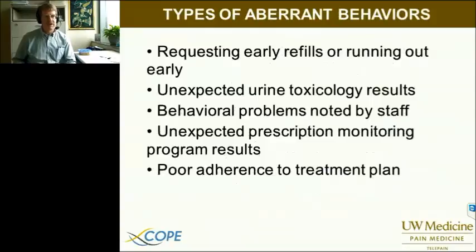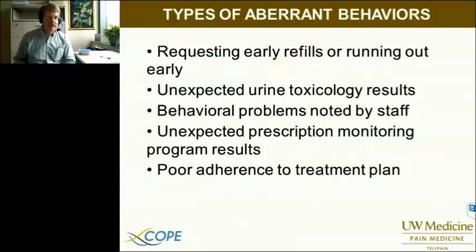So the kinds of aberrant behaviors that you see in primary care practice or medical practice: having a lot of early refills or running out of the medication, therefore taking it not as prescribed, unexpected urine results. Behavioral problems noted by staff is one where I see a lot of mistakes made by providers who don't pay attention to their staff, or the patient's really nice to them but not to their staff, and that's really got to be a red flag for people. The staff interacts with a lot of patients, and if they're identifying problems, you need to pay attention. And then unexpected prescription monitoring program results is another kind of aberrant behavior.